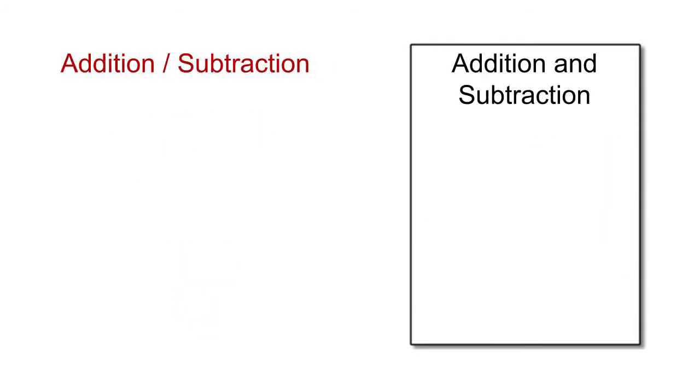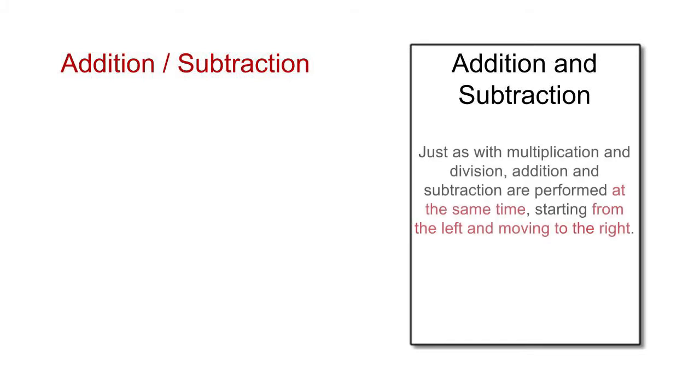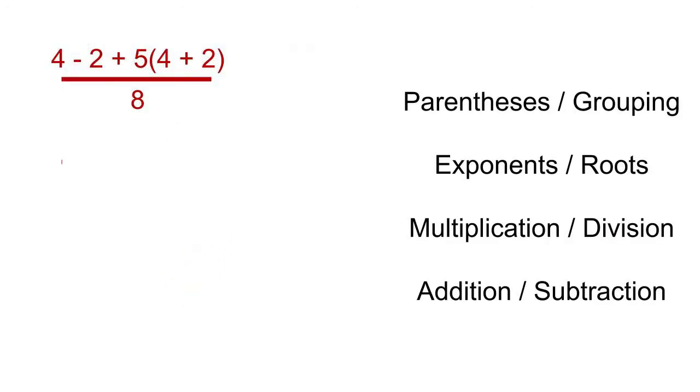The same idea applies for addition and subtraction. We do them both at the same time. We do not do addition first. Addition and subtraction happen at the same time, starting from the left side of the expression and moving to the right side of the expression. We can now look at a fairly complex example of this and apply what we have learned.